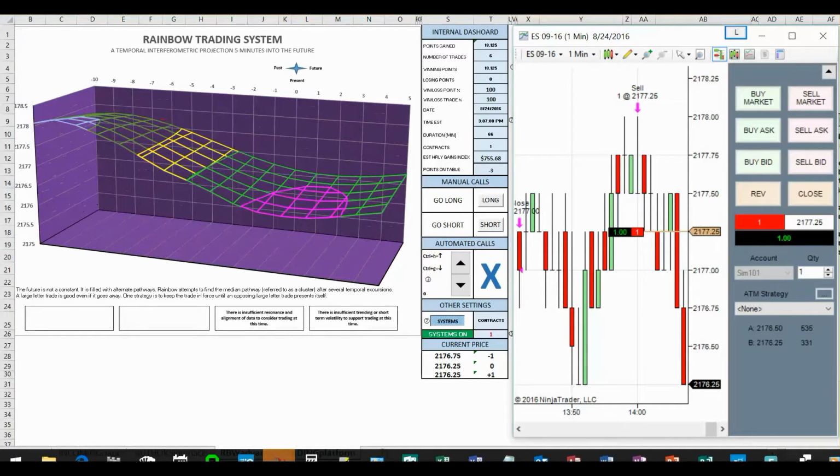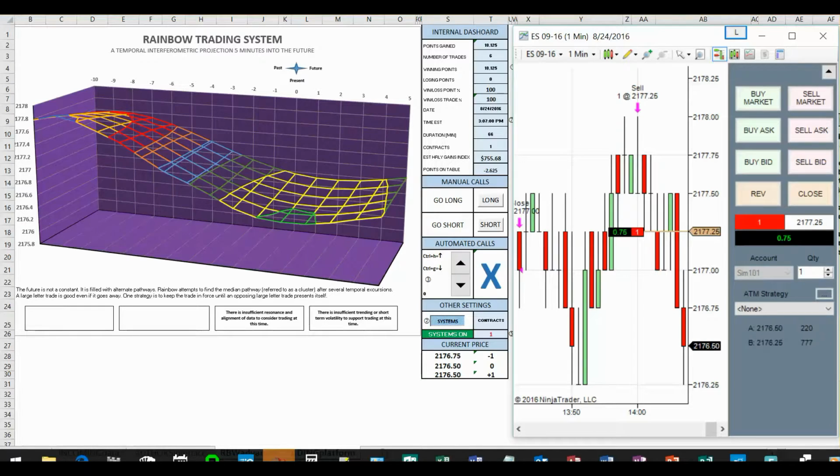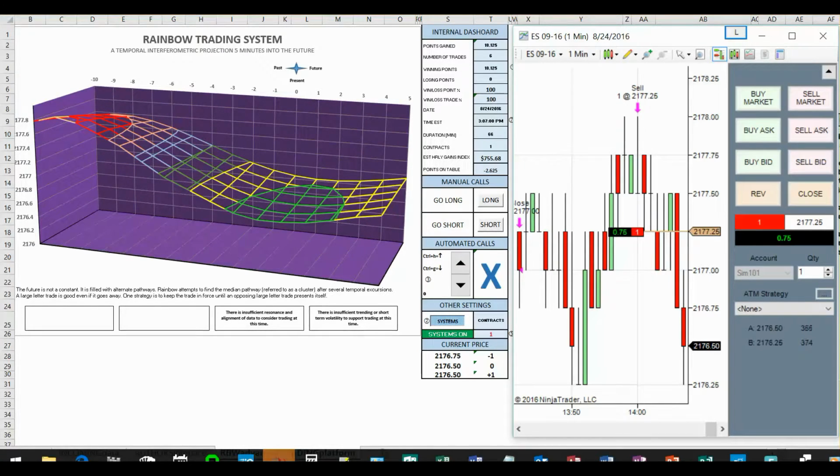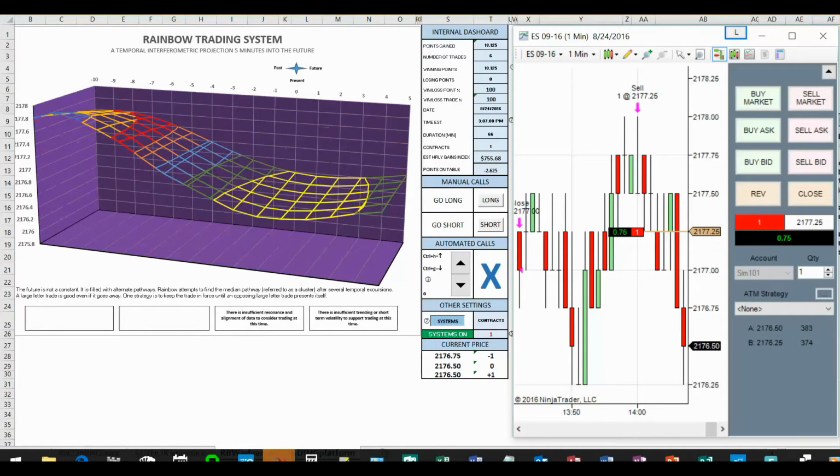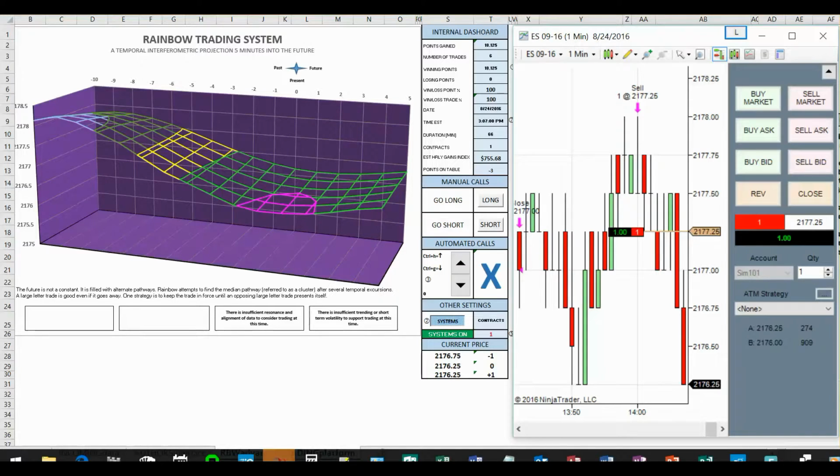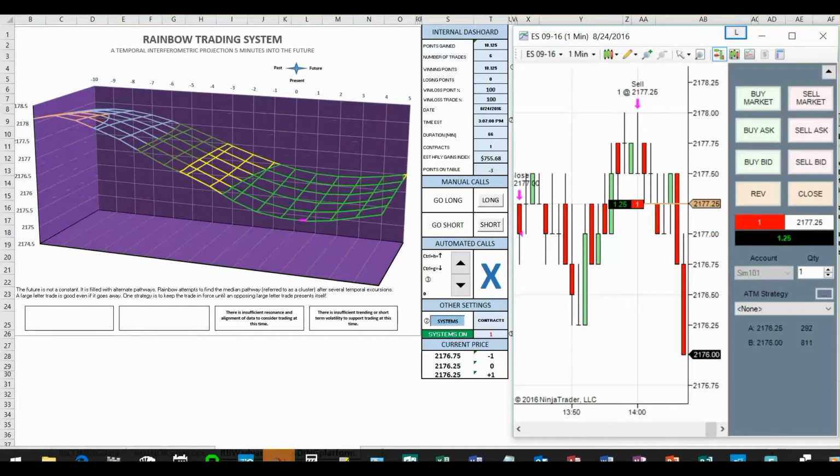So as you can see, NinjaTrader is long and Rainbow is short. Shortly after this video, my intention was to manually enter a long in Rainbow, but Rainbow beat me to it and went long anyway. So the final result of this trial was a profit of about $100 in 10 minutes of my time.